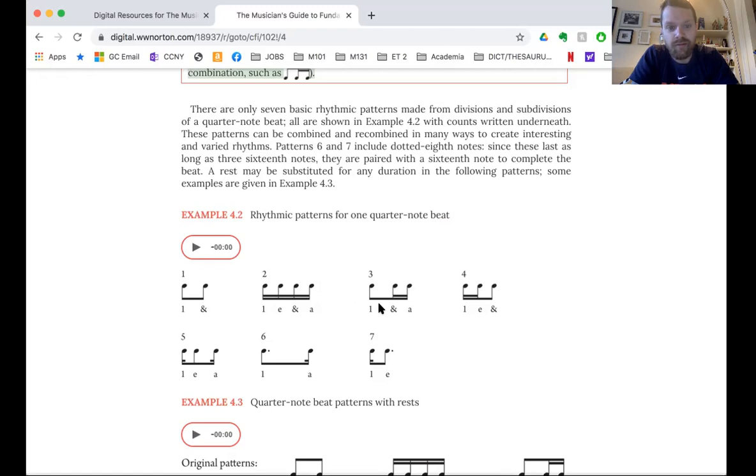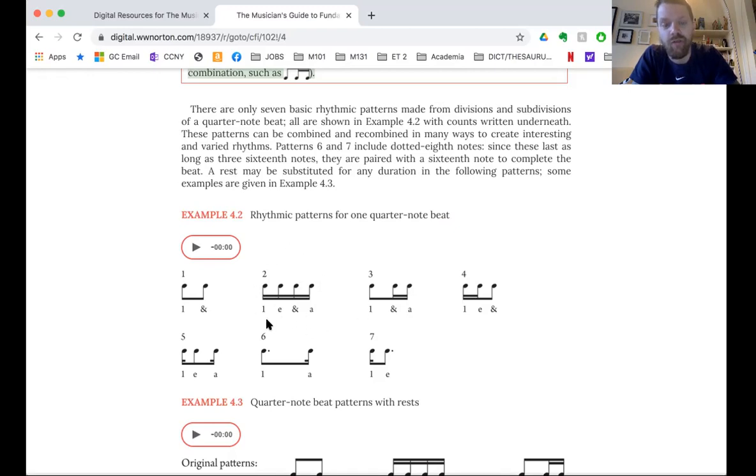When we take that out, we get 1 and a, 1 and a, 1 and a. And then number 4 here is with the E and the and, but no A. See the A here? Always come back to this, right?